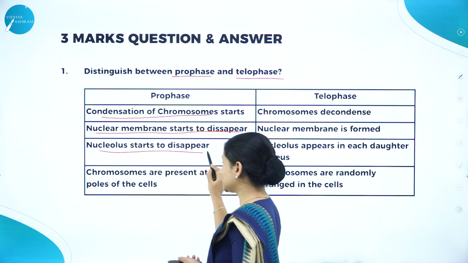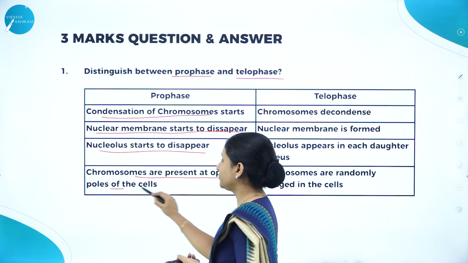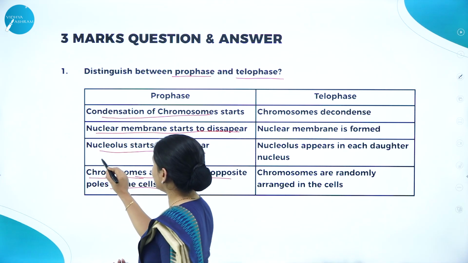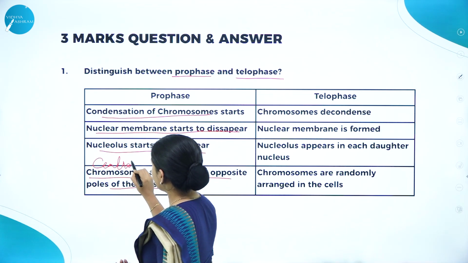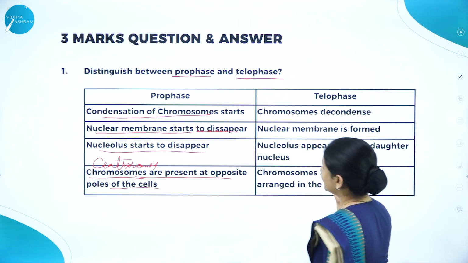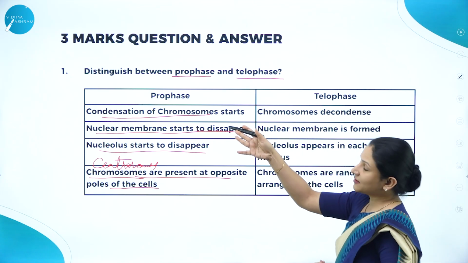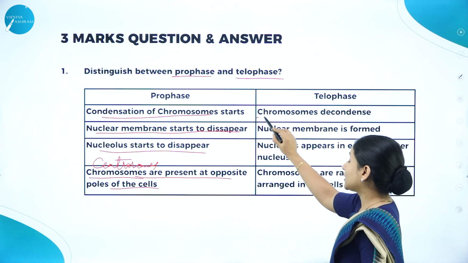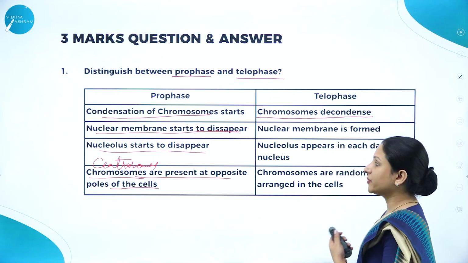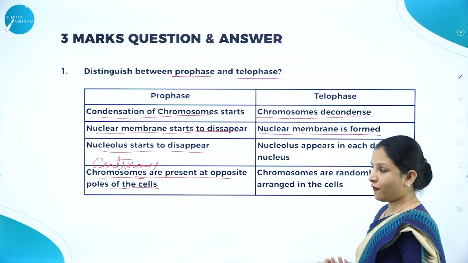Then the nucleolus will start to disappear, and the centrosomes are present at the opposite poles of the cell. Now moving to the differences. In prophase, condensation of chromosome will start. In telophase, the condensed chromosomes will start to decondense. Next, in prophase, the nuclear membrane will start to disappear, but in telophase, the nuclear membrane will start to form.